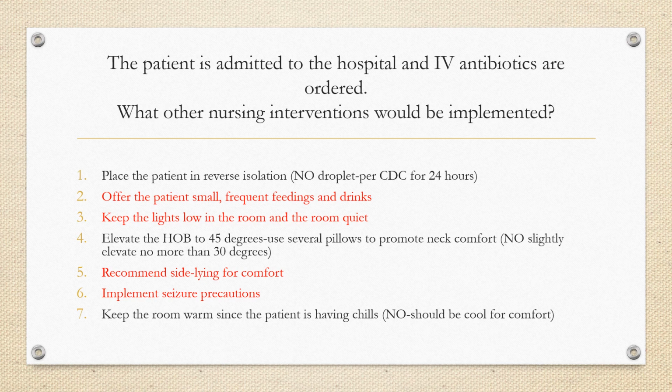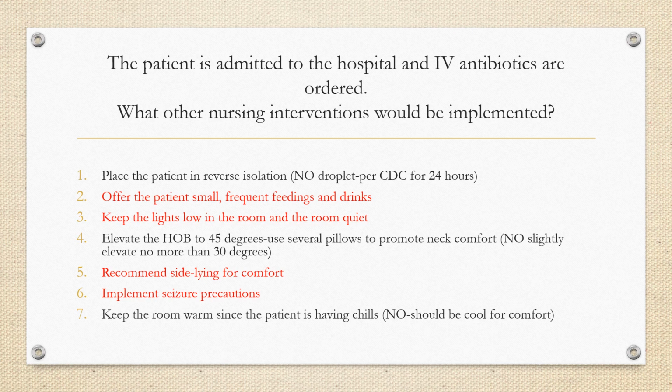Offer the patient small, frequent feedings and drinks. Yes, nothing large. We need to watch his level of consciousness. We don't want him to aspirate. Should his intracranial pressure increase and he should lose some of his level of consciousness, we would not want him to aspirate. So just offer small sips of water, ice, things like that.